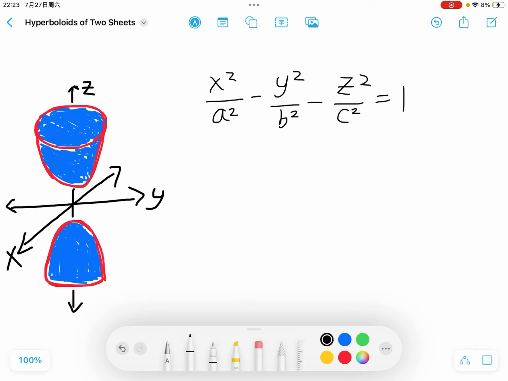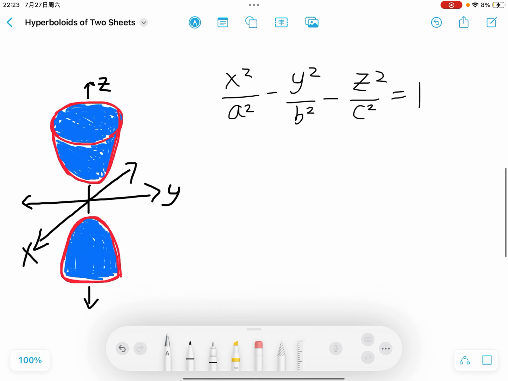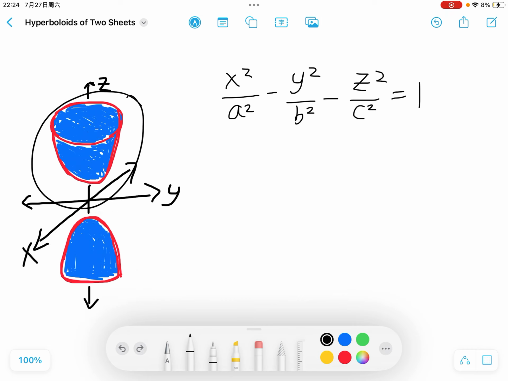So right now we're going to take a look at hyperboloids of two sheets. This is an example of a graph of a hyperboloid of two sheets. And as you can see, there is a reason why they're called two sheets. There's one sheet up here, one sheet down here. So this is the format of the equation of the hyperboloid of two sheets.